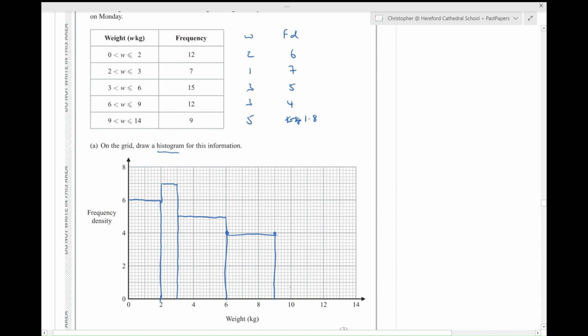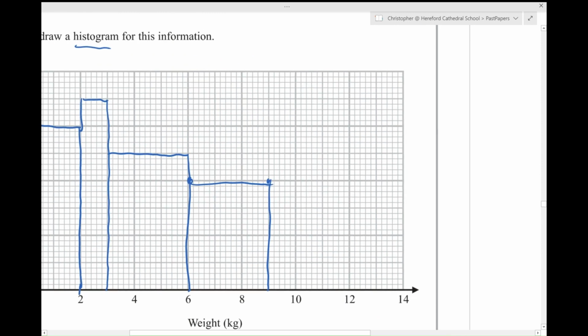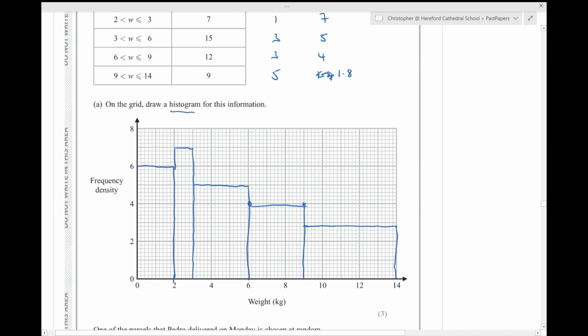Now be careful with your scale here, because I've got one little square's worth 0.2. So I'm going to come to here, just one square below 2 on the y-axis. Okay, and there is my histogram drawn.